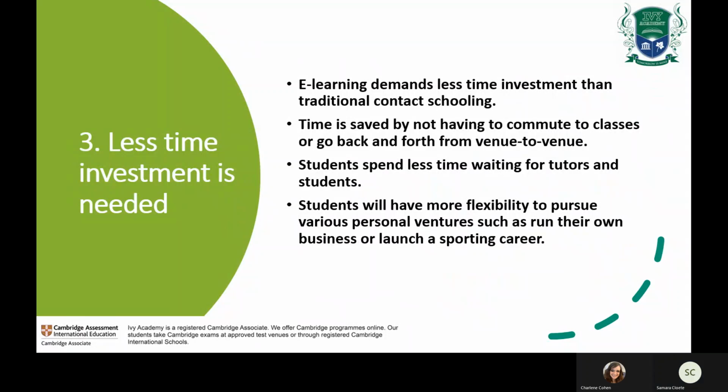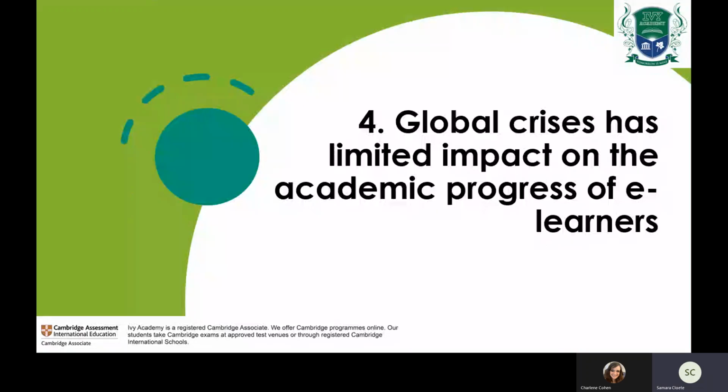Number 4, I think this is a very relevant one in our times today. Global crisis has limited impact on the academic progress of e-learners. Sure, this is definitely a big one, and I mean, just looking at the lockdowns that have been happening with the pandemic, schools have been open and shut. So yeah, there's a lot of uncertainty going around on that. So at least with e-learning, students' academic progress or academic work won't really be affected in that sense.